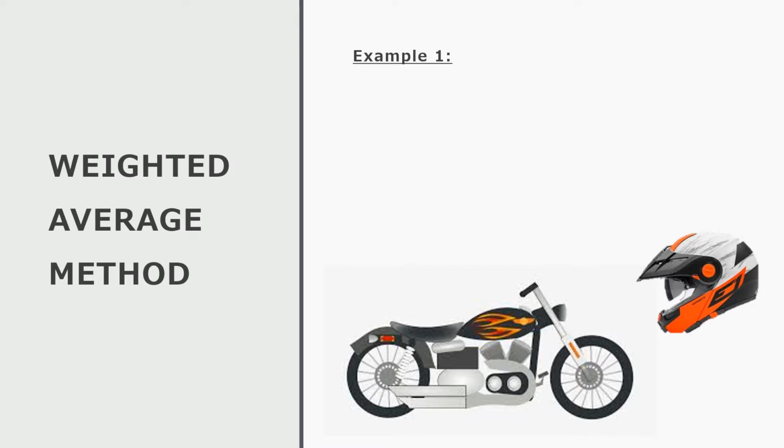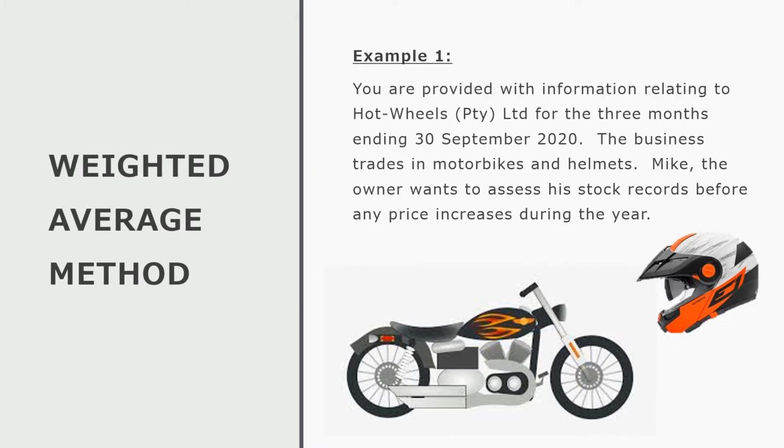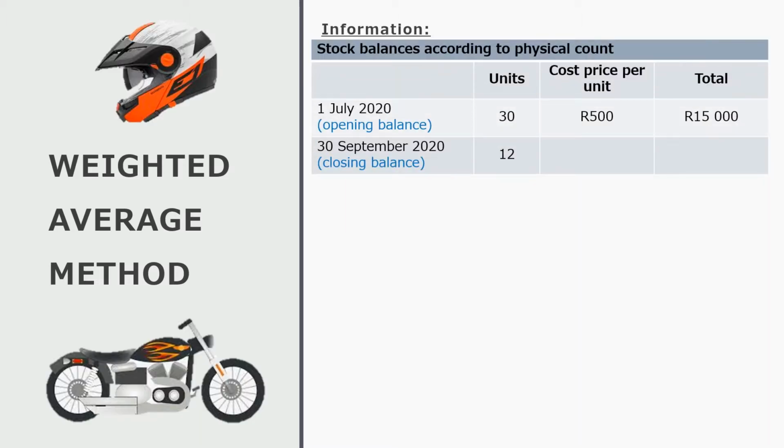So if we look at the first example, you are provided with information relating to Hot Wheels Pty Ltd for the 3 months ending 30 September 2020. The business trades in motorbikes and helmets. Mike, the owner, wants to assess his stock records before any price increases during the year. So the information that you are given is the stock balances according to the physical count that he did at the end of these 3 months.